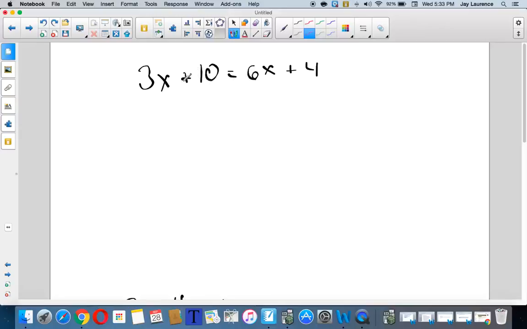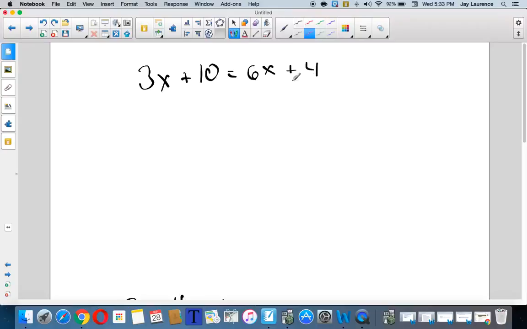When you have variables on both sides, the first thing to do is get rid of one of the variables, either the 3x or the 6x. Get rid of one, take one away. You don't divide. Division is for separating the 3 from the x. If I divide by 3x, I have to divide every term by 3x.